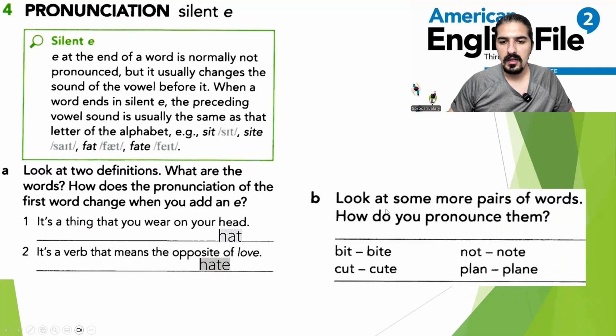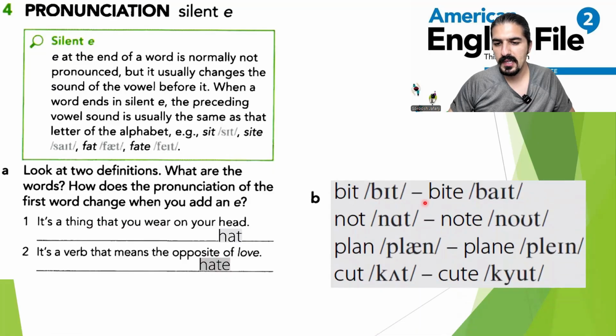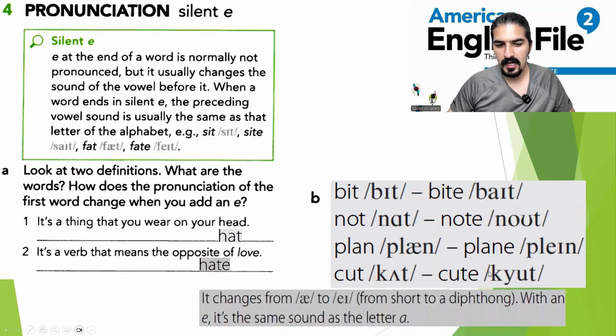Okay, now there are some more examples for you. Look, for example, bit, bite. All right, how do you pronounce them? Bit, bite. Not, note. Plan, plane. Cut, cute. Yeah, very different. So it changes from A to A. Okay, with an E, it's the same sound as the letter A. Okay, now that's a very different story, but follow me.